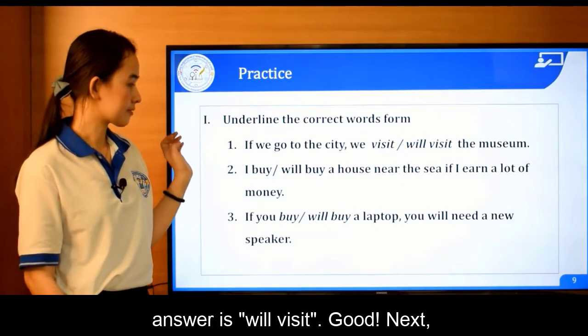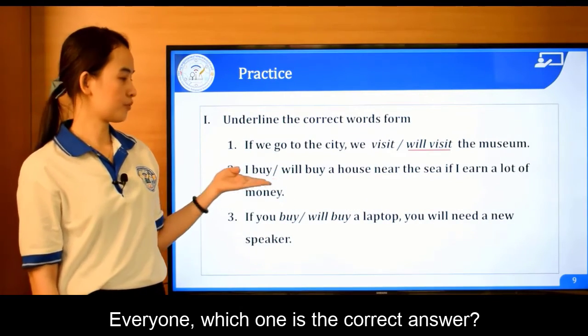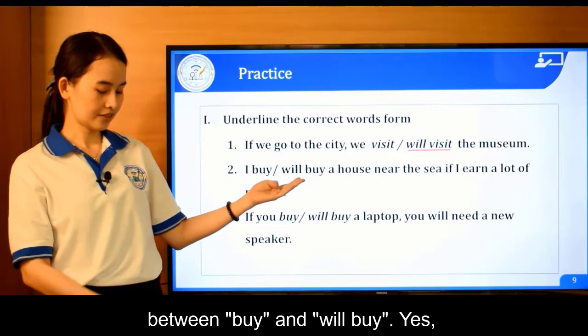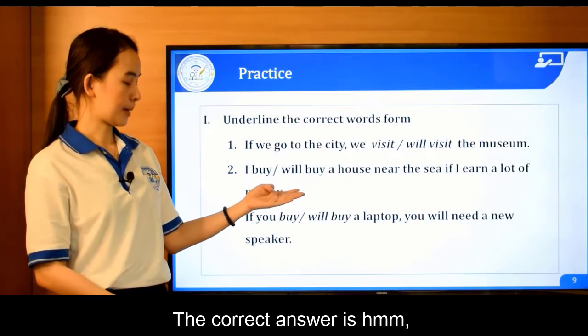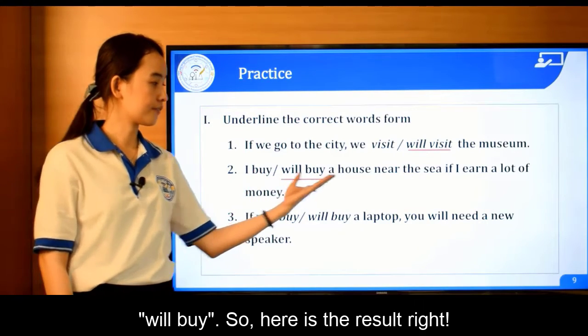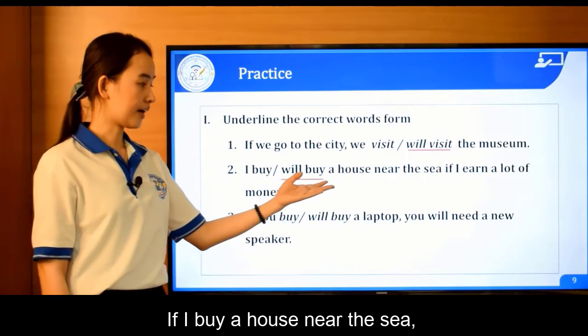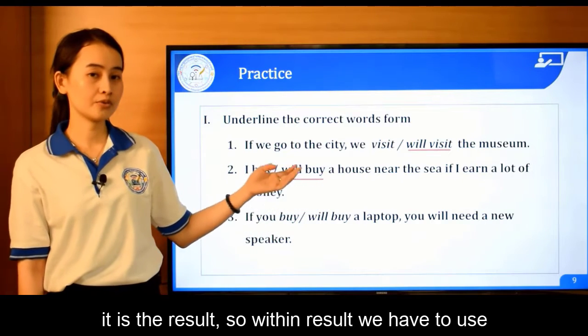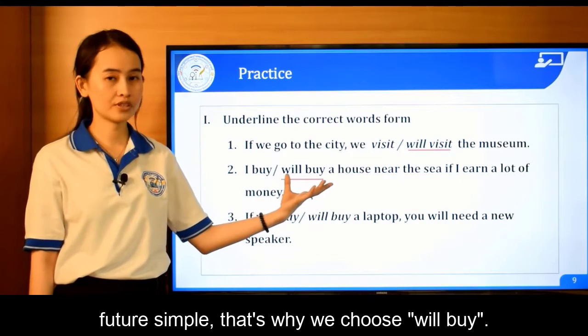Good. Next, which one is the correct answer between buy and will buy? Yes, the correct answer is will buy. So here it's the result, right? If I buy a house near the sea, it is the result. So within the result, we have to use future simple. That's why we choose will buy.